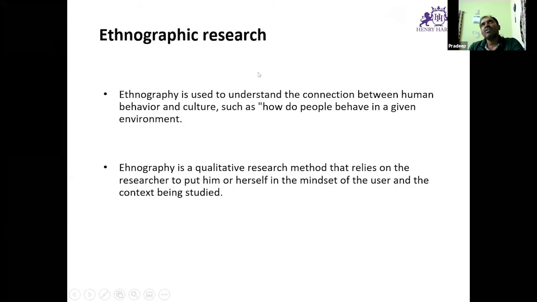Now there is something called ethnographic research. What do we mean by ethnographic? It tries to understand whether culture has any impact on the behavior of people. For example, if you go to Saudi Arabia, especially women have a lot of restrictions on going out, especially in the malls. So their behavior in shopping malls can be different from their behavior in the US or other countries. How does the environment or culture make an influence on the decision making or behavior of people? That is what we call ethnographic research.